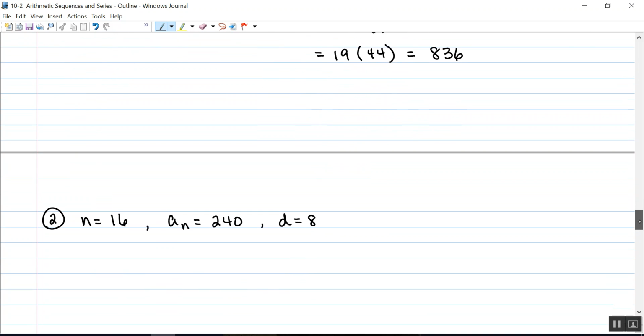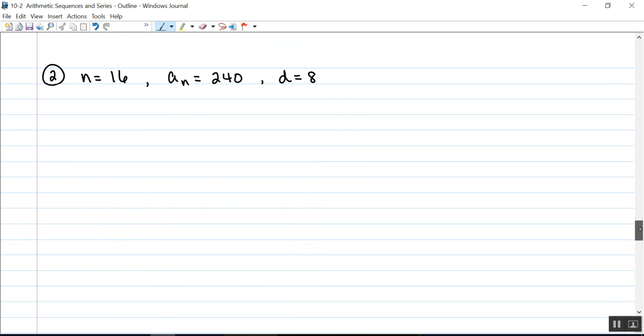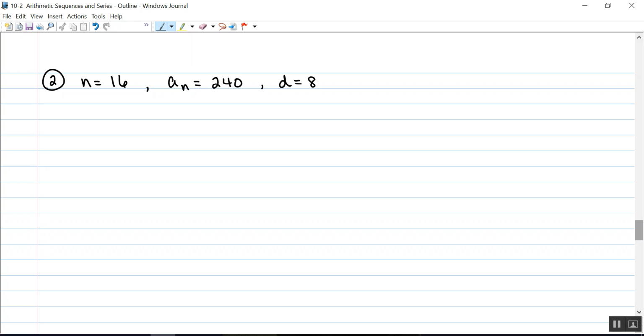Let's take a look at another example here. Here we're given that n equals 16, a sub n, or the 16th term, is 240, and my common difference is 8, but I don't know what a sub 1 is. So I can figure that out using my first formula.